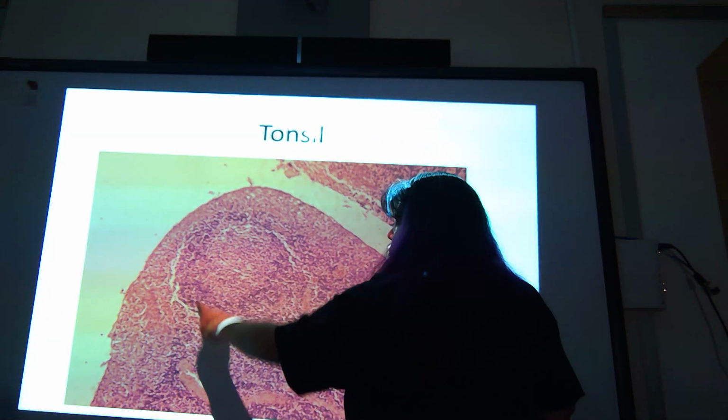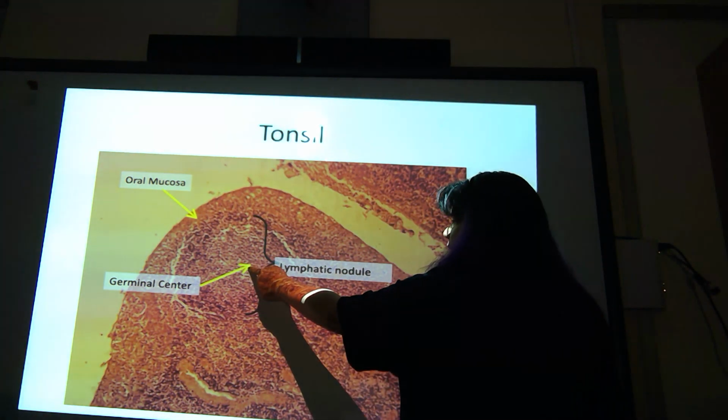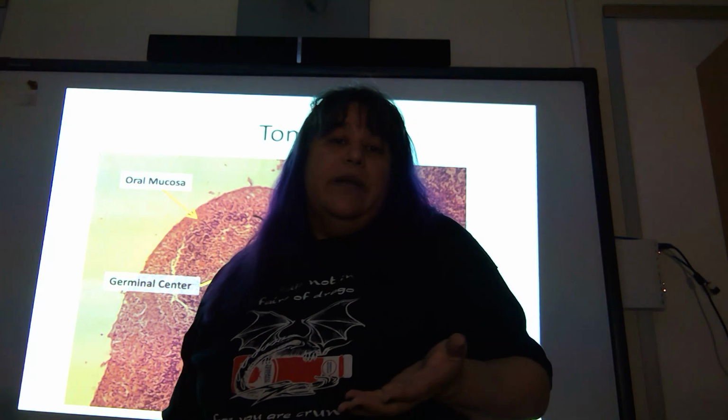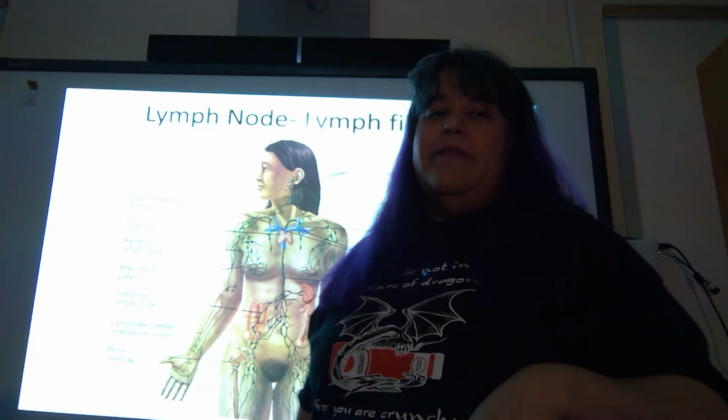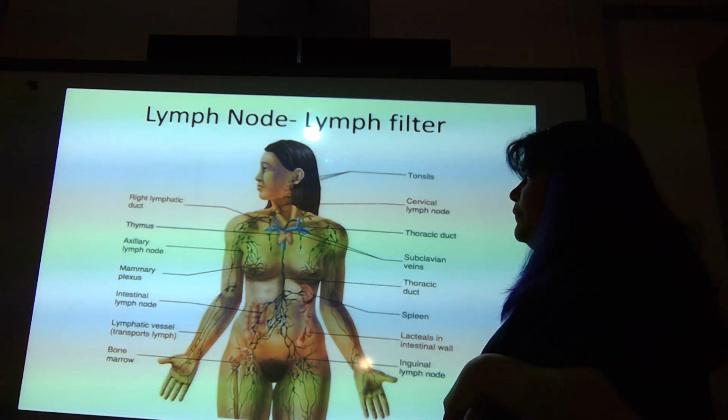Again, you can see that circle. So that is going to be the lymphatic nodule. And again, dead center, you've got the same thing, the germinal center, where you're going to make more cells. The lymph nodes. We just discussed those lymph nodes a minute ago.